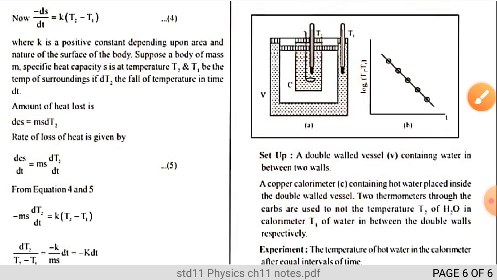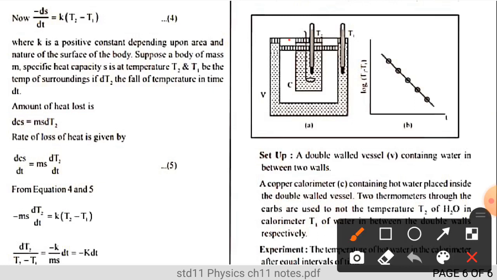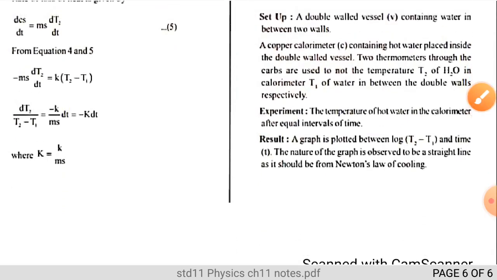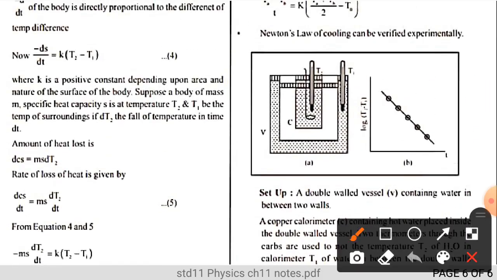The wall of the container is made up of copper, this is copper, but in between these two coppers we are using insulators, so there cannot be any exchange of heat energy from one substance to the other, right? As a result we can see the difference between T2 and T1, right? Because of the difference of these two temperatures, the loss of heat energy is directly proportional to the difference of temperature.